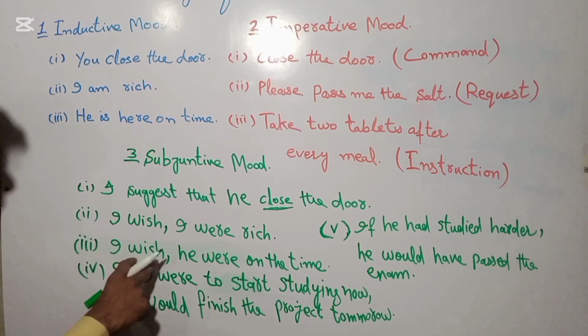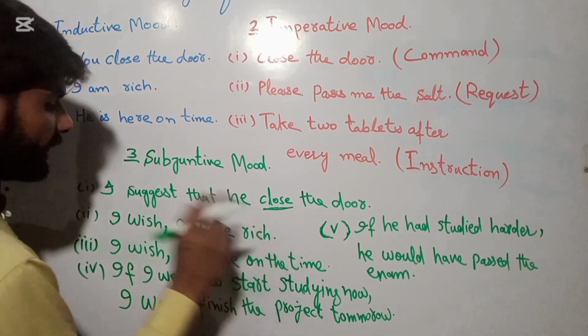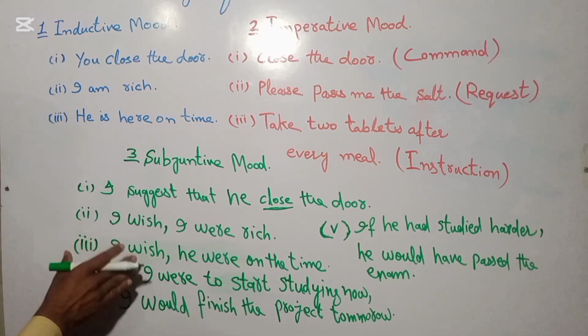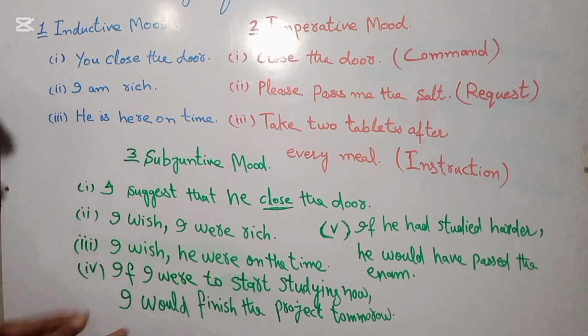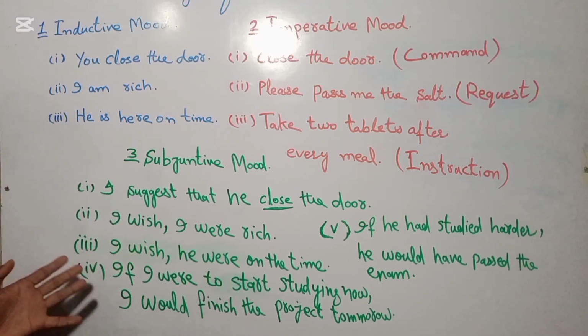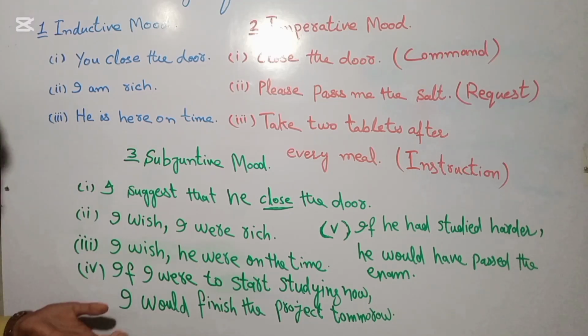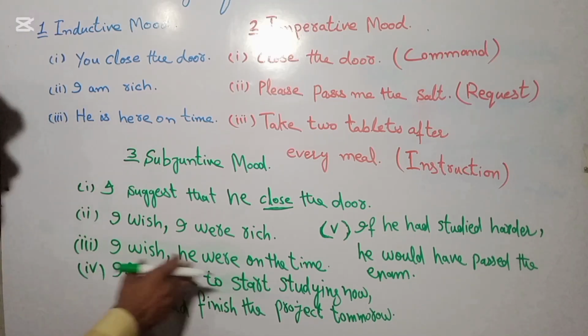Next is I wish he were on time. This is also a wish, he were on time, but he is not on time. And I wish that he were on time.